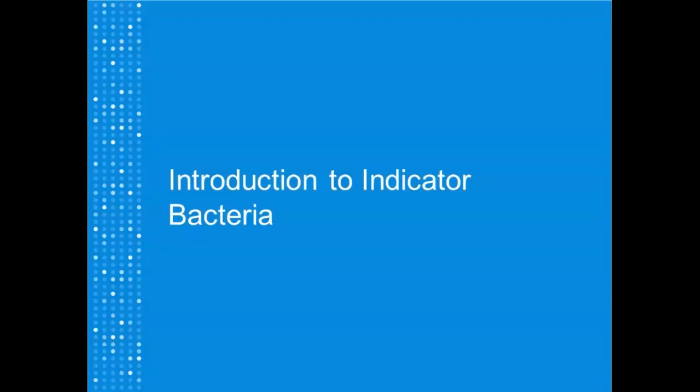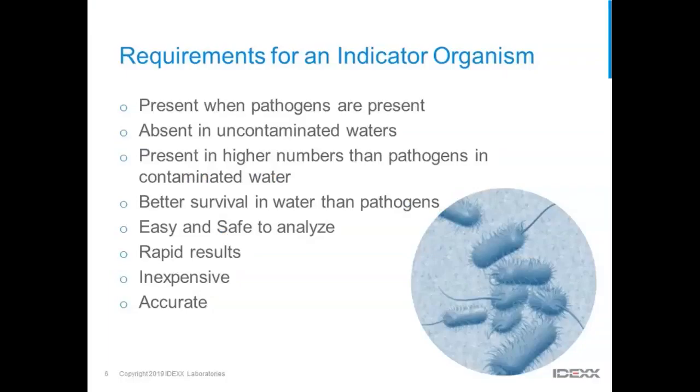So what do we look for in requirements? Well, they should be present when the pathogens are present. So if there is a contamination event, then these organisms, particularly these bacteria, should also be present at the same time. Conversely, when there is no contamination, they should not be found. They should only be occurring when there is a contamination event and not naturally occurring in the environment.